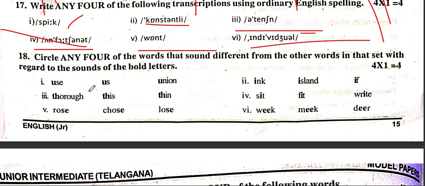Odd one out. Use, us, union, us. Ink, if, island. Through, thorough, this, thin, this. Sit, fit, right. Rose, choose, lose. I think in this case wrong bold letters are given. There should be O. So rose, chose, lose. This should be the answer. Weak, meek, dear.